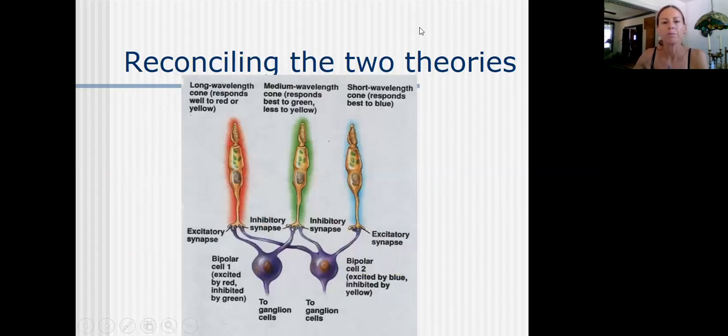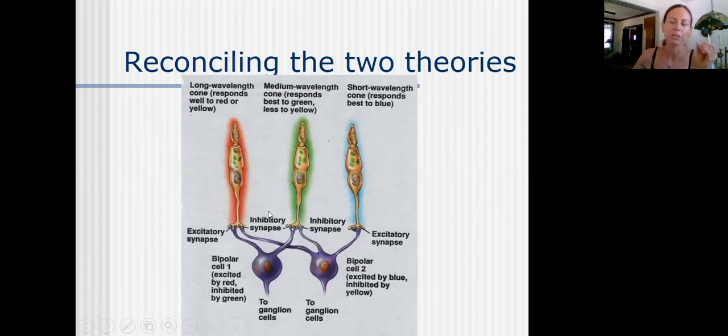Here you've got opponent process theory. If you have a red, a green, and a blue cone here, the top is trichromatic theory. But then at the bipolar level, you have cells that are excited by one color and inhibited by another color. And all together, these 2 theories combined create our perception of color.